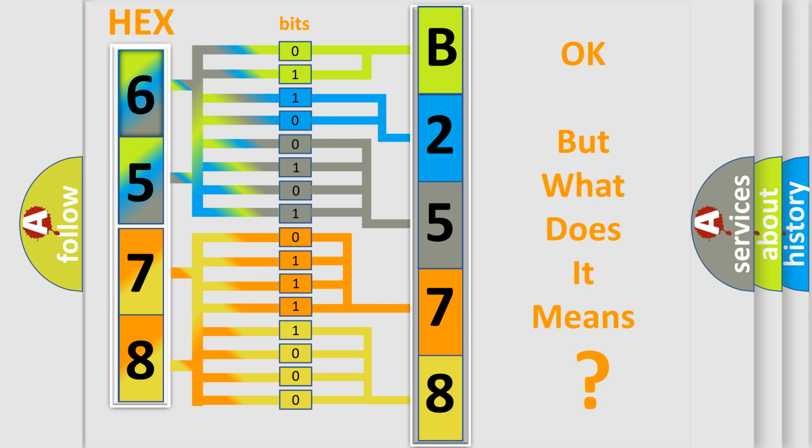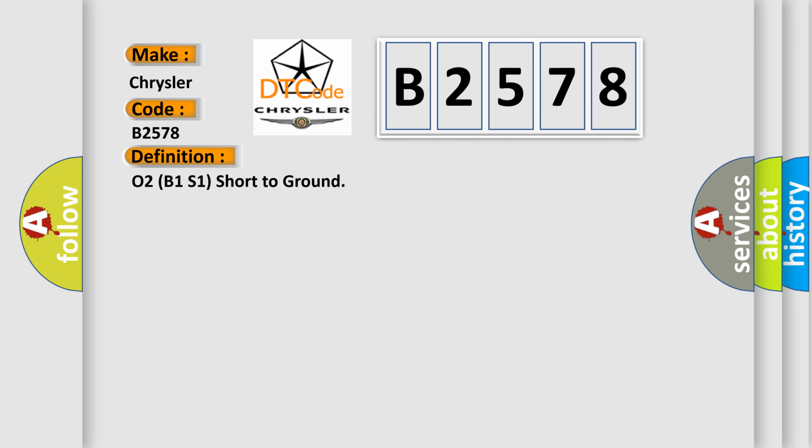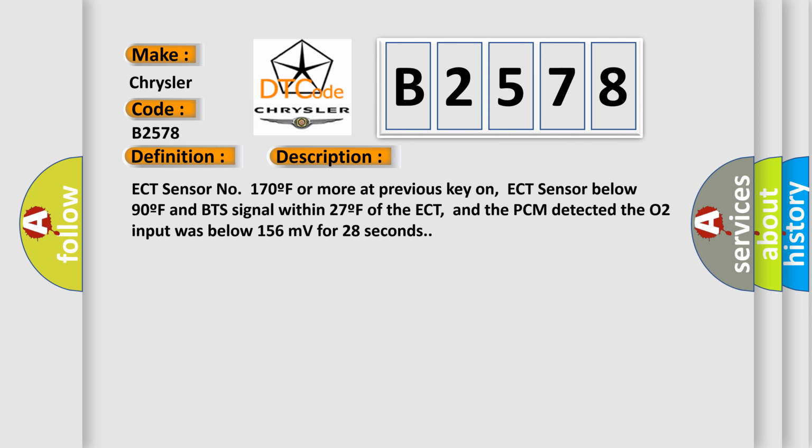The number itself does not make sense to us if we cannot assign information about what it actually expresses. So, what does the diagnostic trouble code B2578 interpret specifically for Chrysler car manufacturers? The basic definition is O2B1S1 short to ground. And now this is a short description of this DTC code.